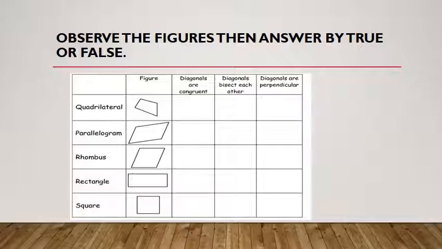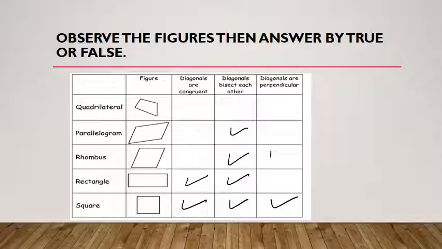Now let us solve this exercise, which is found in the exam review worksheet. In which quadrilateral are the diagonals congruent, or in other words, equal? The diagonals are equal in the rectangle and in the square. Diagonals bisect each other in all the quadrilaterals. Diagonals are perpendicular only in the square and rhombus. That's how you are going to study them, okay?